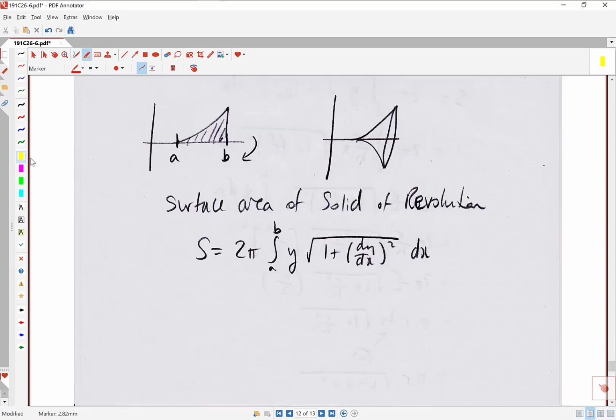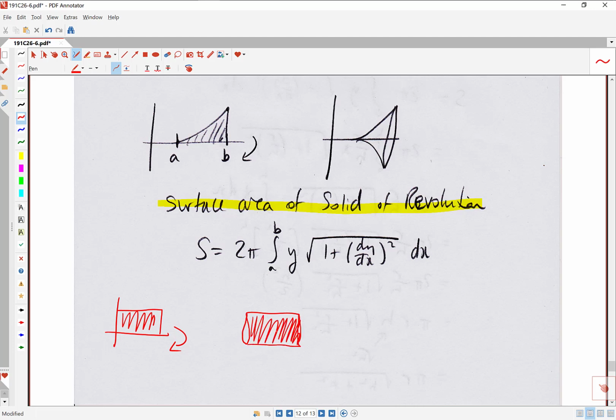So the very last formula we're going to look at is the surface area of a solid of revolution. This goes back to our discussion of solids of revolution. Remember that if you take a two-dimensional area, something like this, and you revolve it around an axis, we're specifically going to talk about revolving around the x-axis here, then what you get is a solid. In this case, you get a solid cylinder. And we're interested in talking about the surface area.